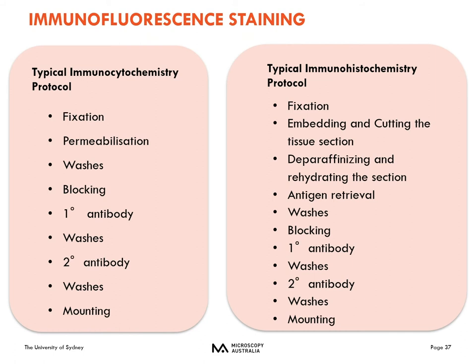For immunostaining, here I list the typical protocol for immunocytochemistry or immunohistochemistry. On the left, you can see it includes fixation, permeabilization, if you need the dye to penetrate through the membrane, a couple of washes, blocking, and you put the primary antibody, wash the excess amount of primary antibody, and you put the secondary antibody, and you wash your secondary antibody, and then you mount your sample.